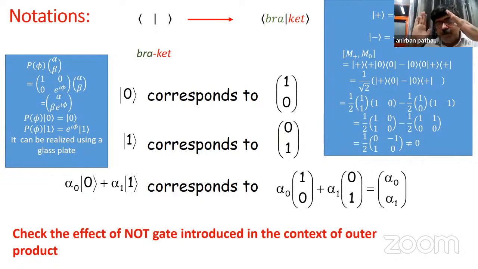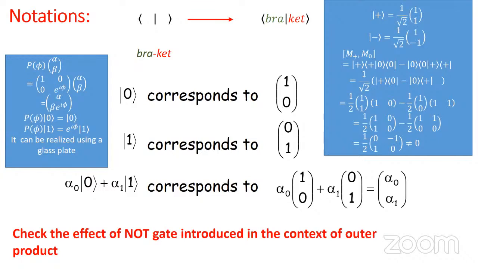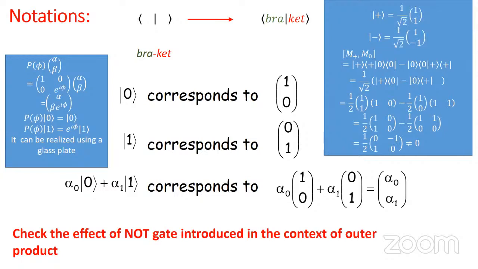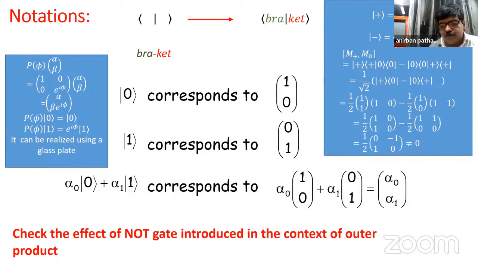But if I put my polarizer in such a way that it can measure in 0-1 or horizontal-vertical, I'll see half of the time it is horizontal, half of the time it is vertical. So there is a change. This change will be detected when Alice and Bob compare. Alice and Bob will be able to detect that this change has been made because of the intervention of Eve, and Eve will be detected. And whenever I detect the trace of Eve, I will not use it in future.